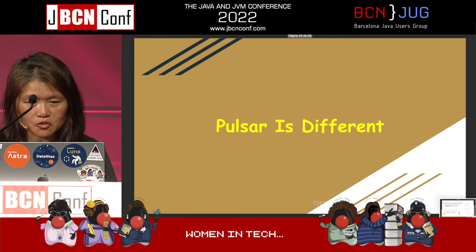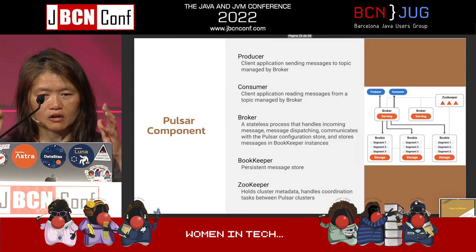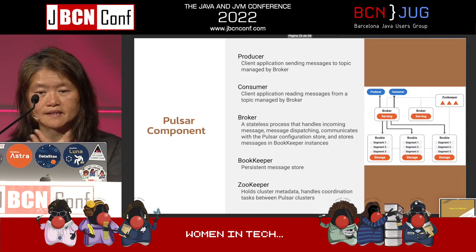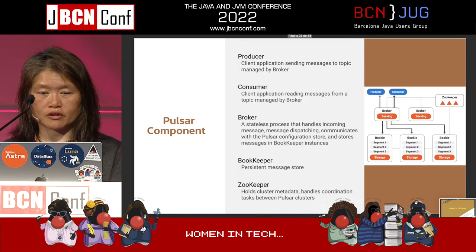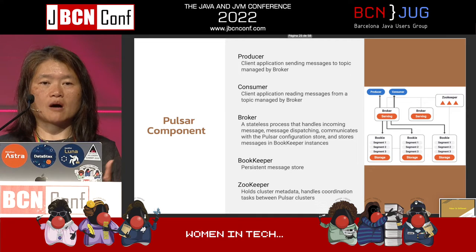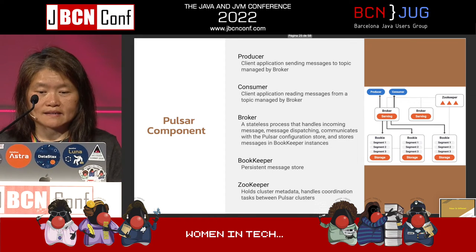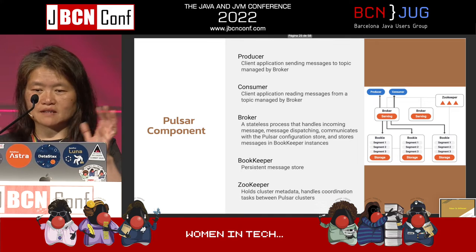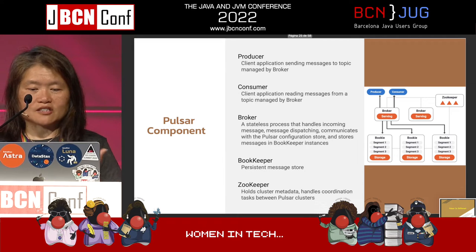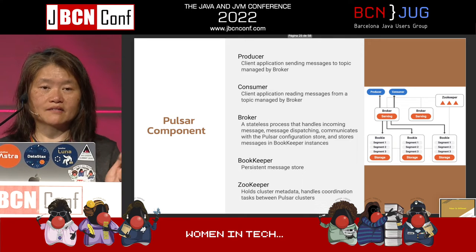Okay, so Pulsar is different, and I just want to highlight what exactly the high-level components are. There's a producer, a client application that can send messages to a topic that's managed by the broker. The consumer is the other side: a client application that wants to read messages from a topic managed by the broker. The broker is a stateless process that handles incoming messages and all of the message dispatching, communicates with the Pulsar configuration store, and stores messages in BookKeeper instances. So the broker is responsible for coordinating things with BookKeeper.